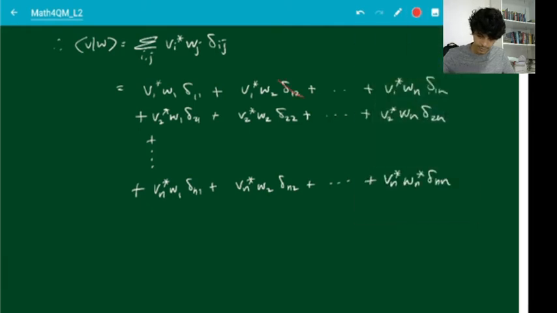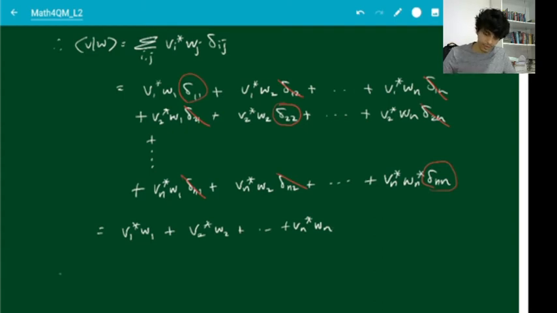So delta 1 2 is 0, delta 1 n is 0. In the first row, only this delta 1 1 survives. Similarly, in the second row, only the second delta 2 2 will survive, everything else will become 0. Similarly, in the last row, only the last one will survive, everything else becomes 0. So in the end, what you are left with is just the ones in which the two indices are equal. So V1 star W1, V2 star W2, Vn star Wn.